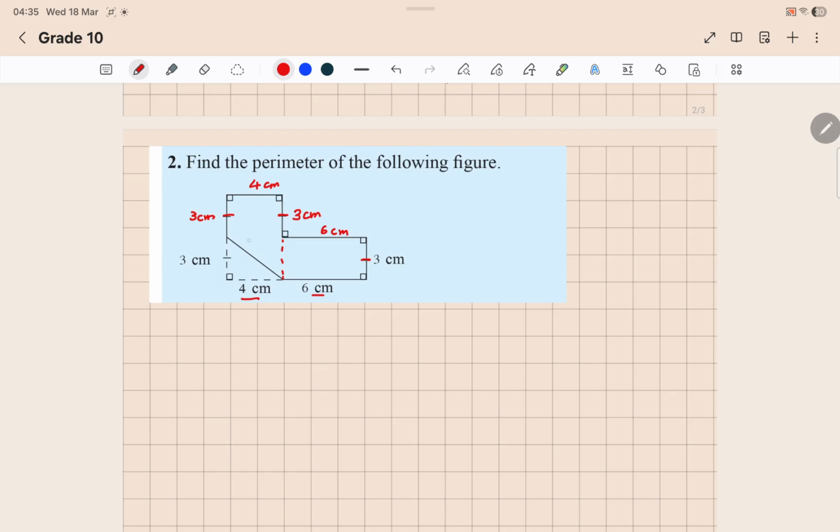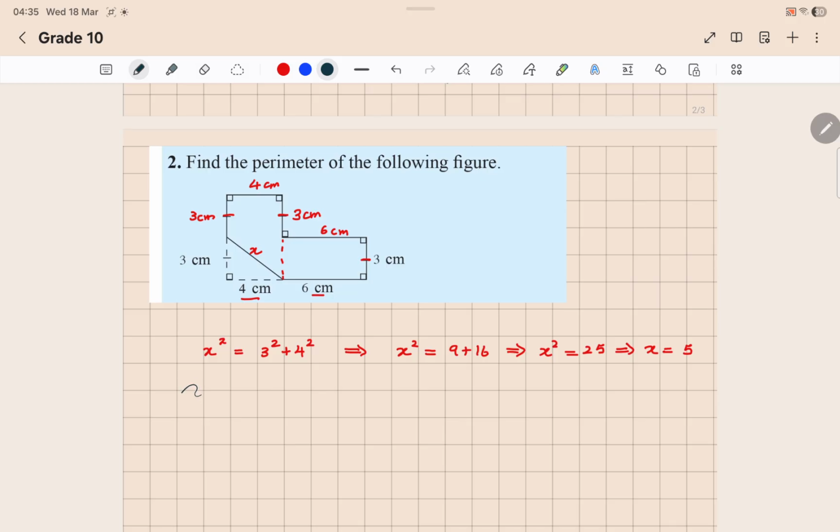So what is the length missing? This one, x. For that you have to use the Pythagoras theorem. This is a right angle triangle, so x squared is equal to 3 squared plus 4 squared. So x squared is equal to 9 plus 16, so x squared is equal to 25. Then x is the square root of 25, which is 5. So that is 5 centimeters. Then you can find the perimeter.